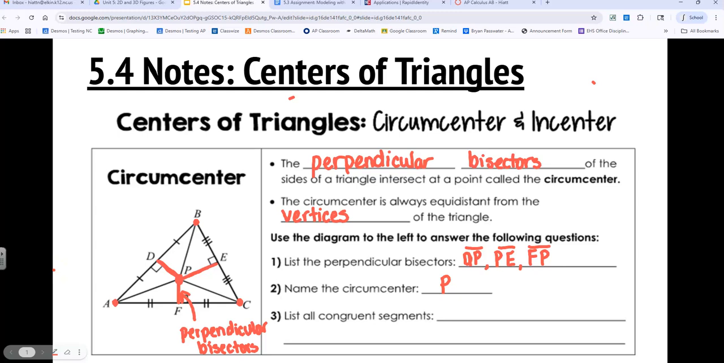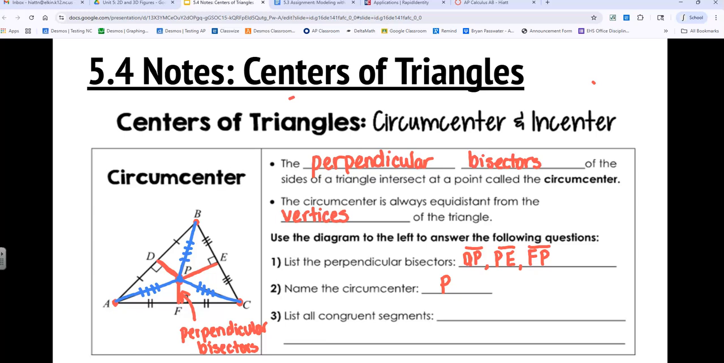There is one more set of sides that are congruent to each other, and that comes from the statement we had up here. The circumcenter is always equidistant from the vertices. So it's always the same distance from your vertices. So these three lines right here are always equal to each other. So I'm going to put like 4 tick marks there to show that those are equal to each other.